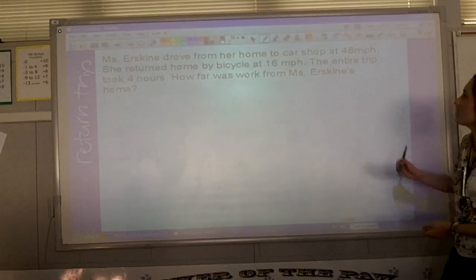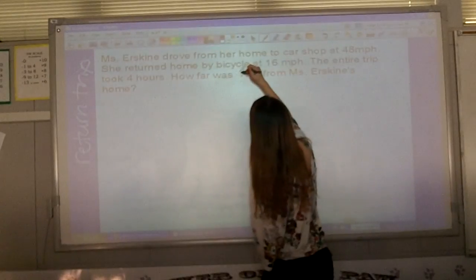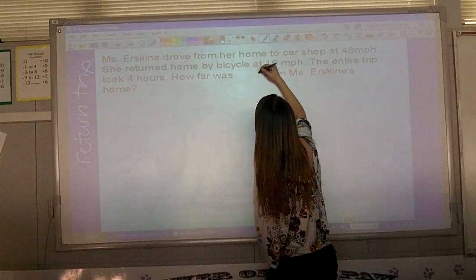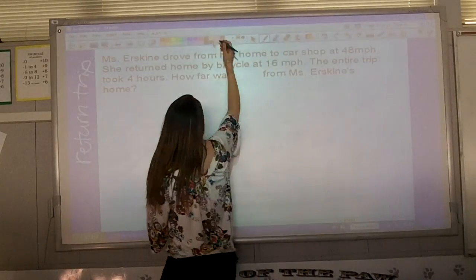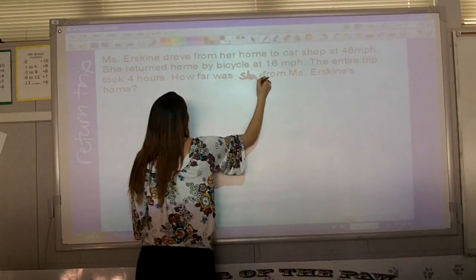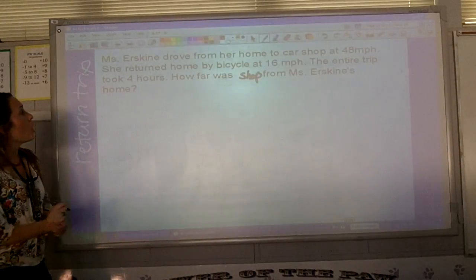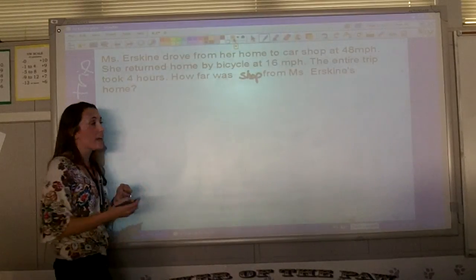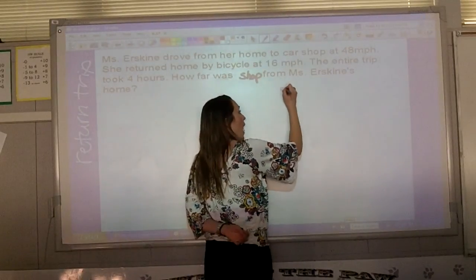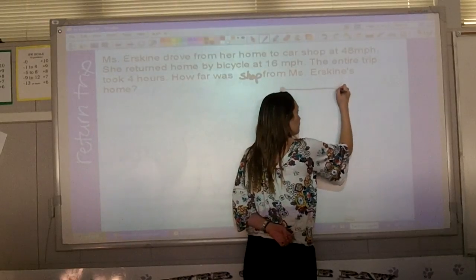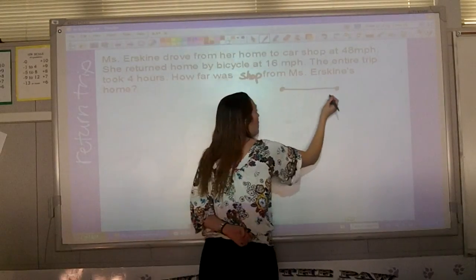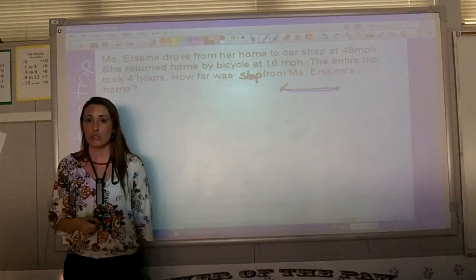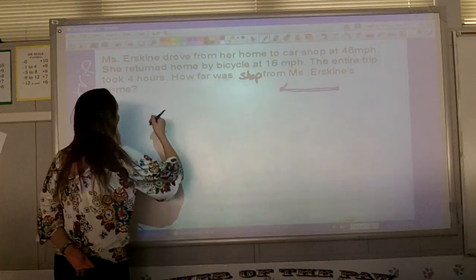How far was the shop from Miss Erskine's home? So, for this one, if I was to draw out my diagram, here's my home, and I'm going to drive to the shop, drop off my car, and then I'm riding my bike home. What do I notice about the two distances? The distances are the same.